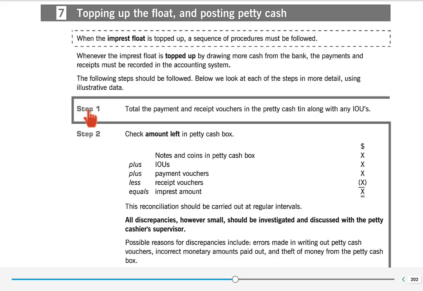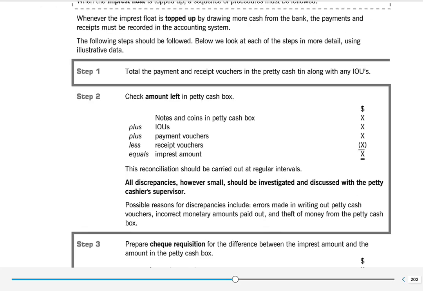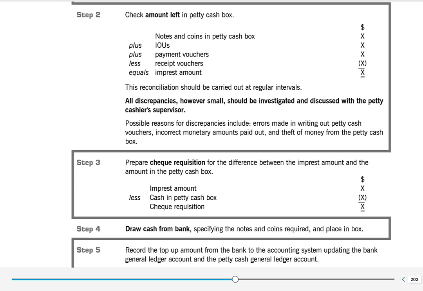The topping up process, explained step by step. Step 1. Collect and total all petty cash documents. Before doing anything else, we gather all the paperwork. This includes petty cash vouchers for payments made. It also includes any receipts and supporting documents. And if the organization allows it, it includes any IOU notes. The purpose of this step is to make sure nothing is missing.